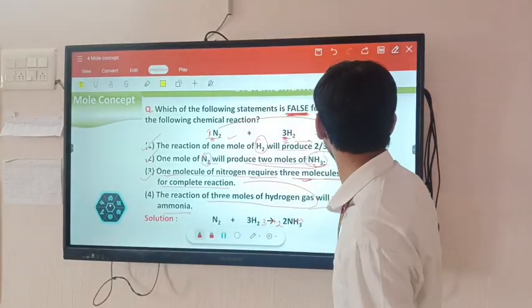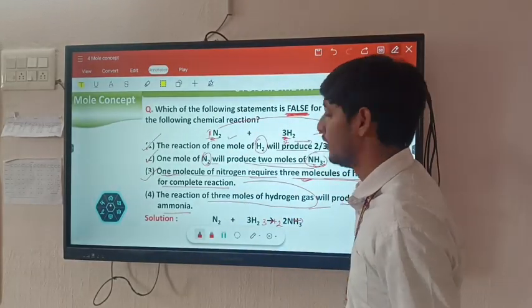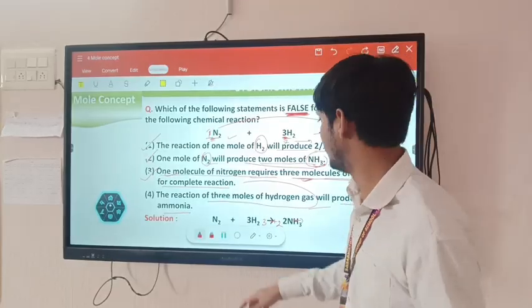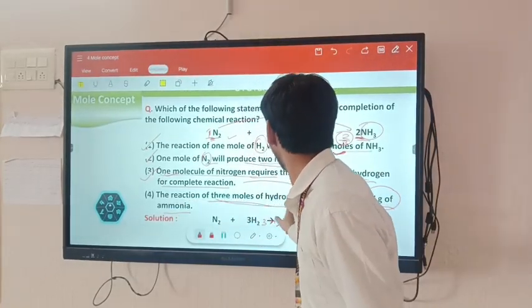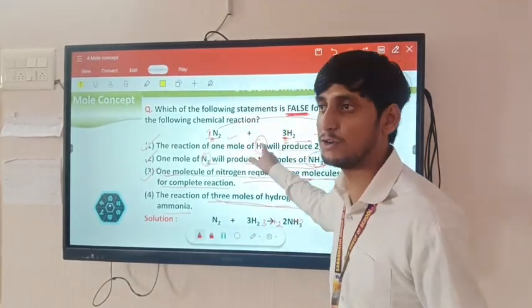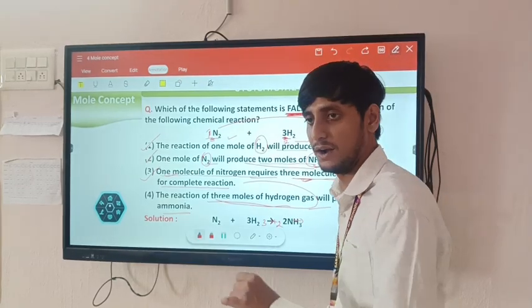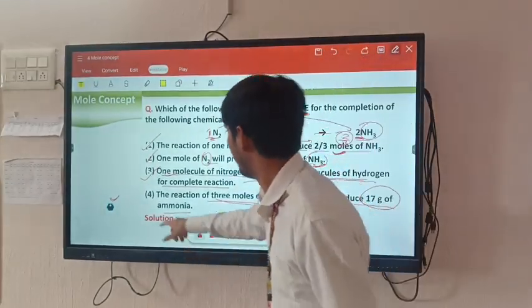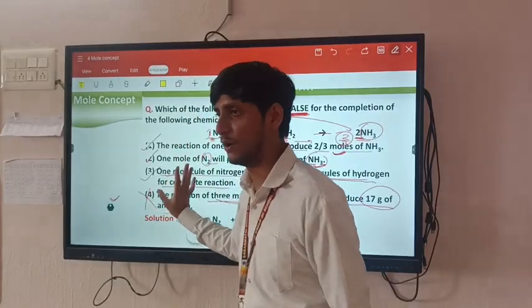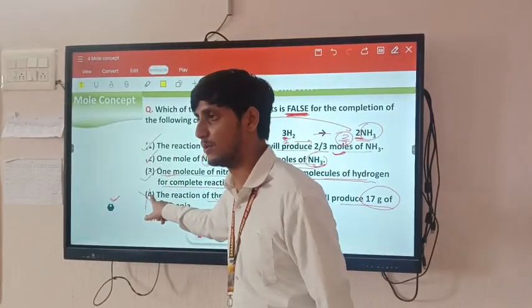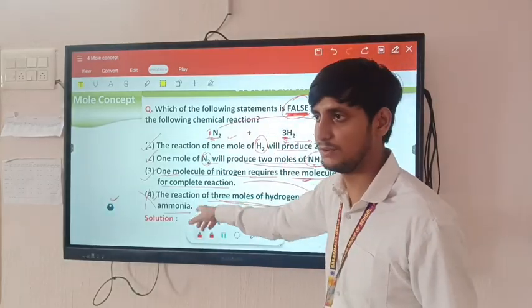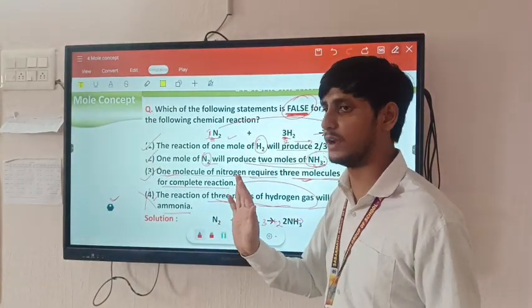Now, 1 mole is 17 gram, 2 mole is 34 gram, which means 3 moles of hydrogen produce 34 gram of ammonia. Right? So option 4 is the wrong option, and it is false. So option 4 is the correct answer. Understood everyone?